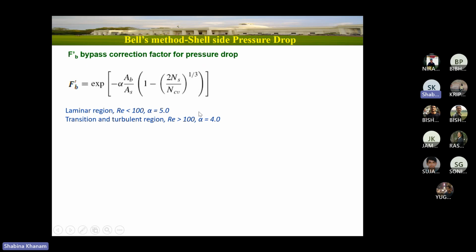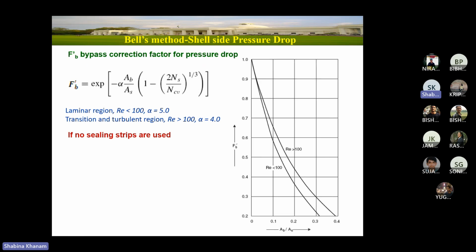Okay, ns is the number of sealing strips, and that number of sealing strips, whatever you fix in the heat transfer coefficient, the same you will use over here. And if sealing strips are not used, you can use this FB prime from this graph depending upon the Reynolds number. Okay, so in that way you can count FB prime.